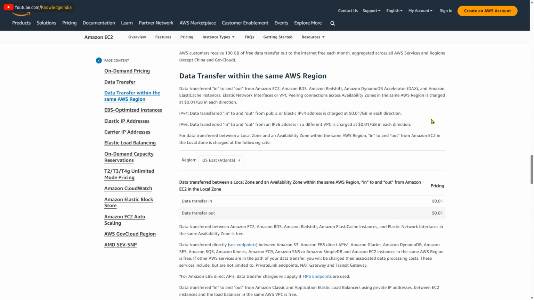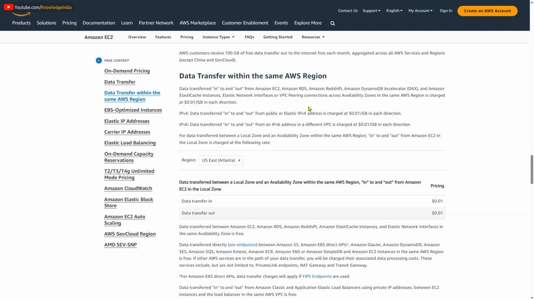private IP, if your instances are in two different availability zones within the same region, there will be a charge of 0.01 per GB. You can see here data transfer in and out from EC2, RDS, Redshift, all of these instance-based services, or even over the peering connections across availability zones in the same AWS region is charged at this rate in each direction.